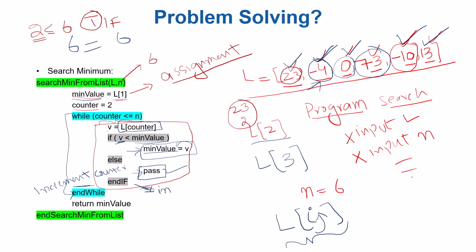Okay, exit the loop, go to this statement now. Now you're out of the loop and return the min value. And see, the min value here is containing the actual min value, which is -10. So that's how we search the minimum.